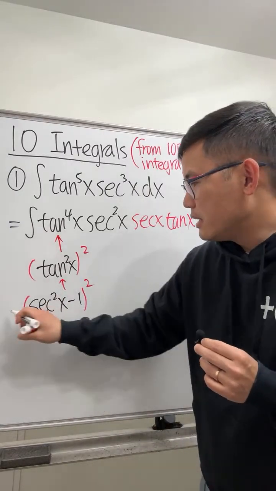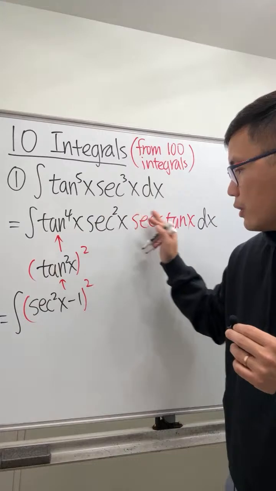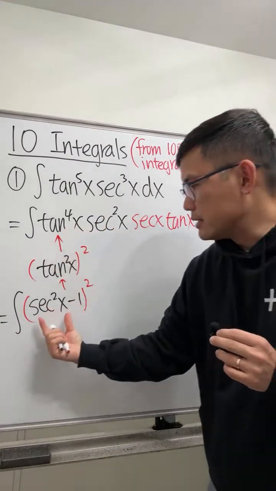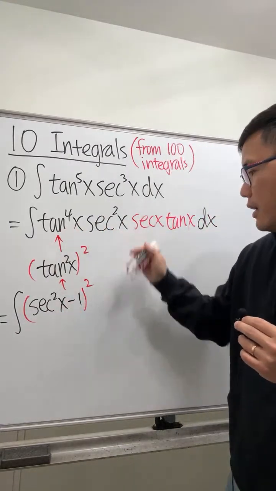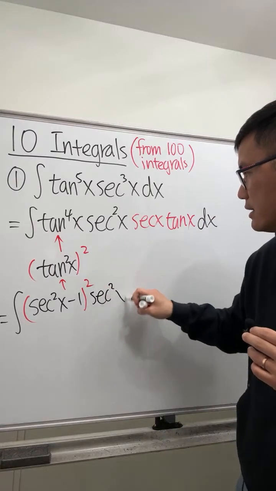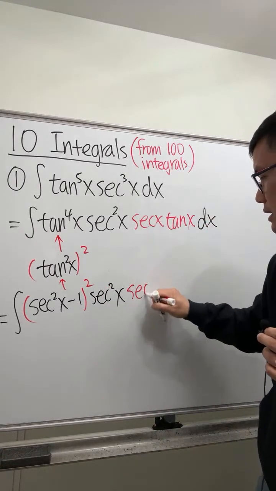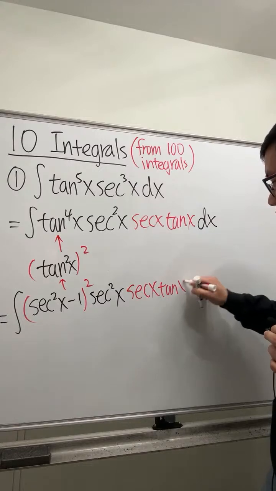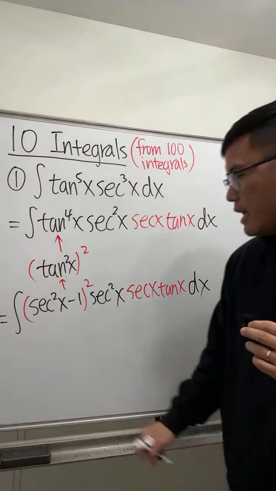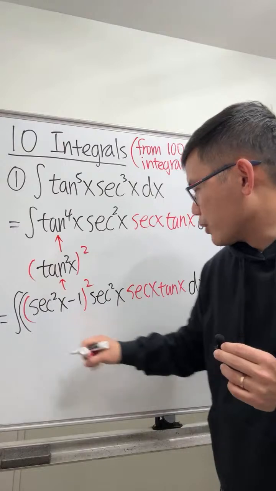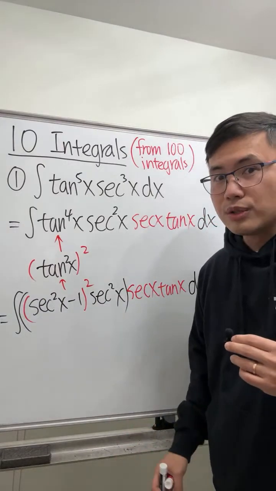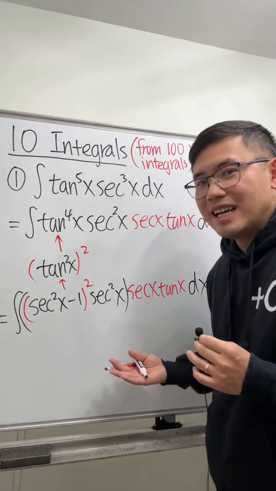So as you can see, this right here, we can turn this part into an expression in terms of secant. And we still have this secant square x, and then we still have all this part. Secant x, tangent x, and then dx. Now, if you just look at this portion, then we can just do u sub. But you have to study it out like this first.